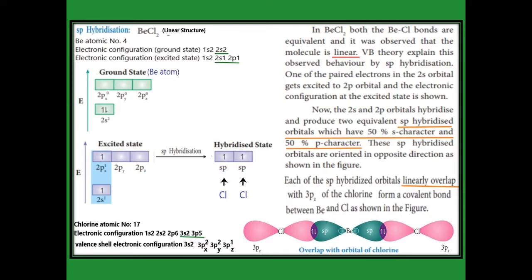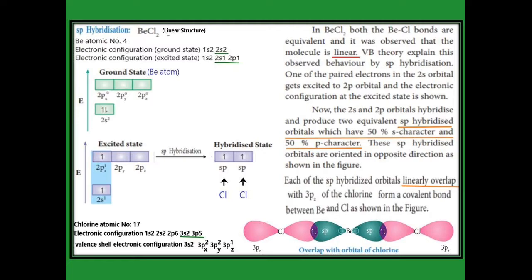First hybridization, sp hybridization. The example is beryllium chloride, which has a linear structure. We are going to explain that structure with the help of sp hybridization. First, beryllium. Beryllium has atomic number 4, which means it has 4 electrons. In the ground state, the electronic configuration of beryllium is 1s2, 2s2.